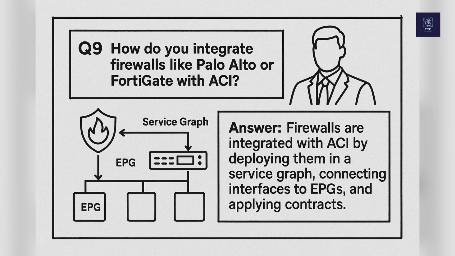How do you integrate firewalls like Palo Alto or FortiGate with ACI? You can deploy firewalls using service graphs, L4 to L7 integration, policy-based routing, or static routes via L3Outs. External firewalls can inspect traffic between EPGs or to external networks via contracts.